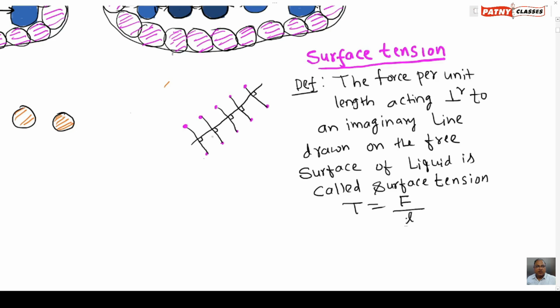So on the basis of this idea, we can define surface tension. The force per unit length acting perpendicular to an imaginary line drawn on the free surface of the liquid is called surface tension. Surface tension is denoted by capital T. So T equals F upon L. Force per unit length, that is nothing but surface tension.